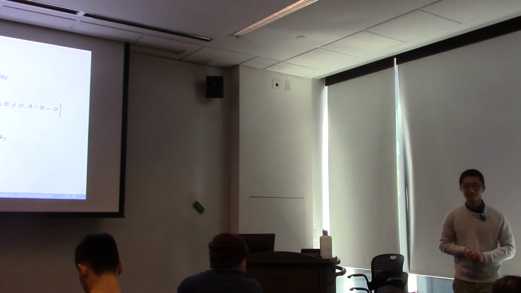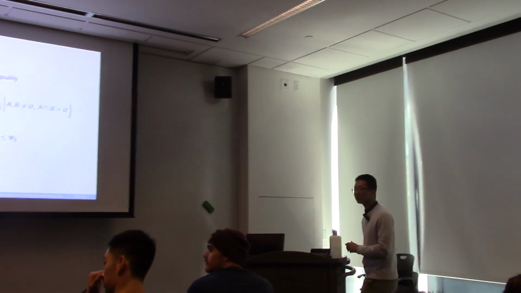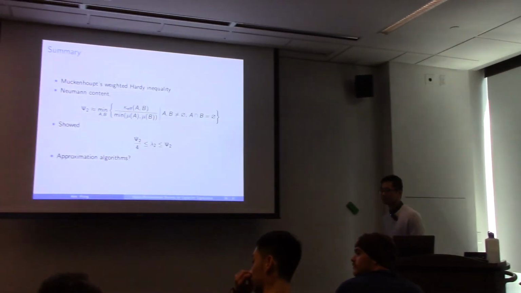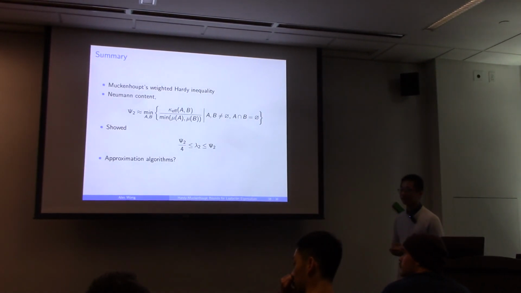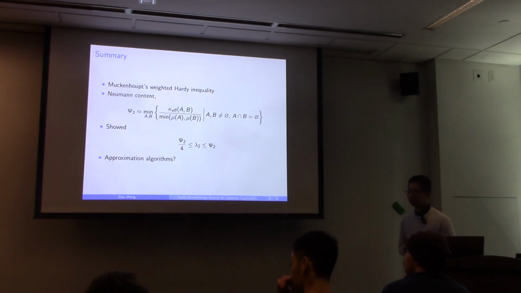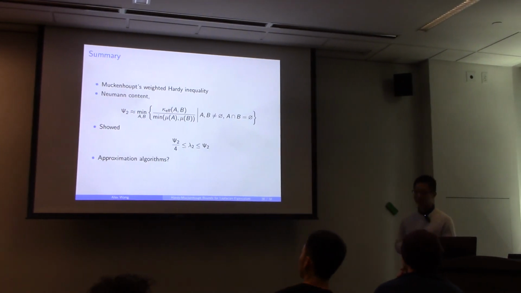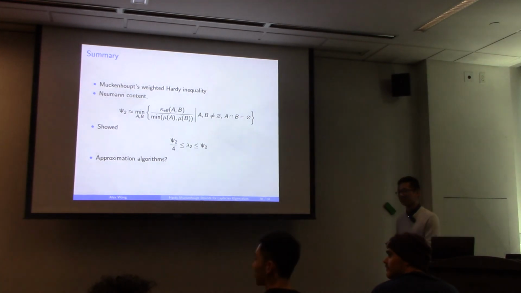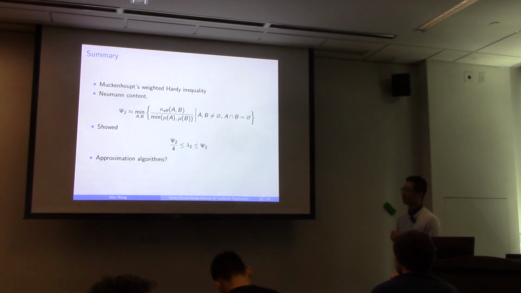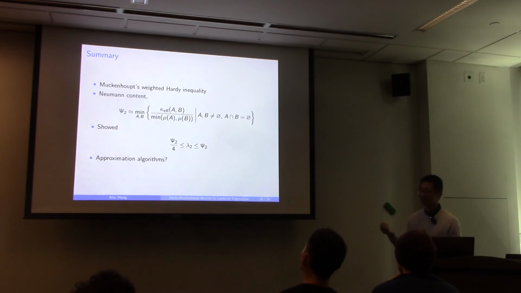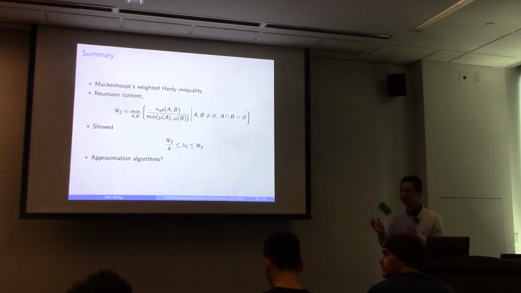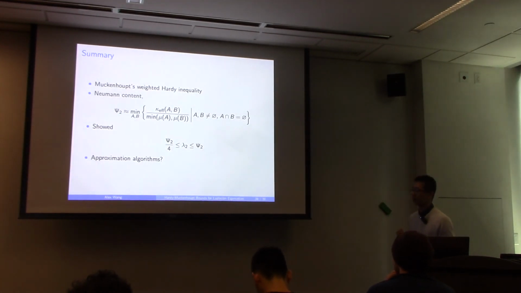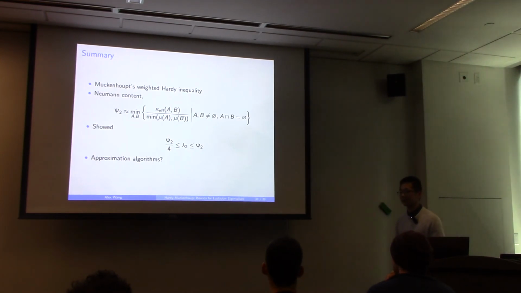So, this gives a factor 4 approximation for psi2. Does it also give a solution for the search problem if you want to find the A and B which minimize this? We've thought about this a little bit, and I don't have any answers for you. On a path graph, you could just sweep cut. On an arbitrary graph, I don't know how you would try to find A and B.